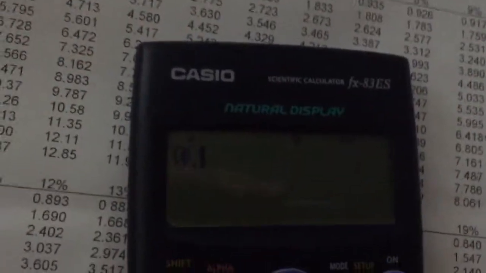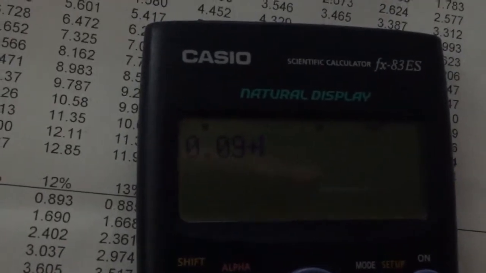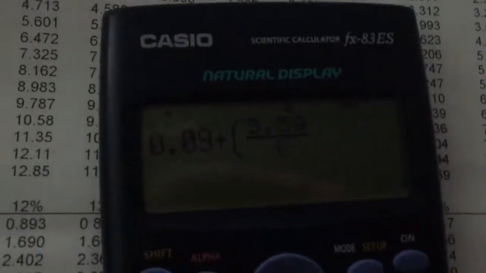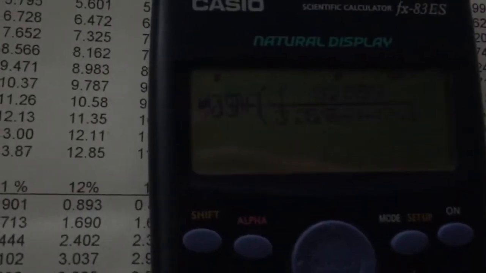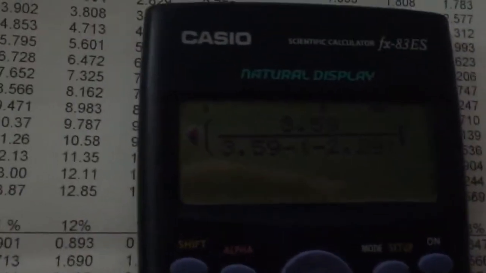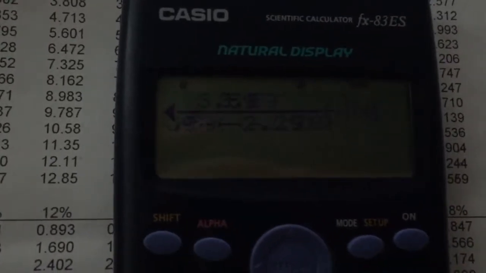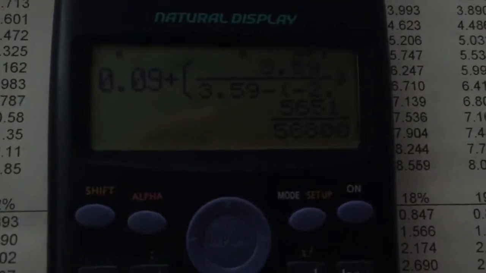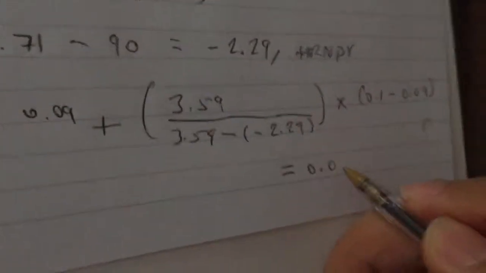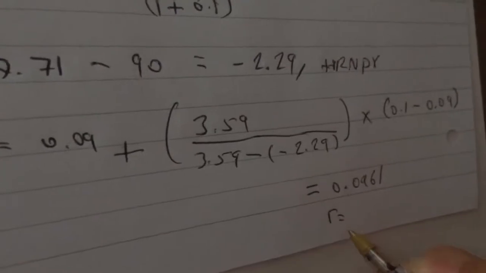Equals. Put that into the calculator. 0.09 plus 3.59 over 3.59 minus minus 2.29, end bracket, times by the high discount rate 0.1 minus the lower discount rate 0.09 equals. What was that? 0.0961. Okay, 0.0961.